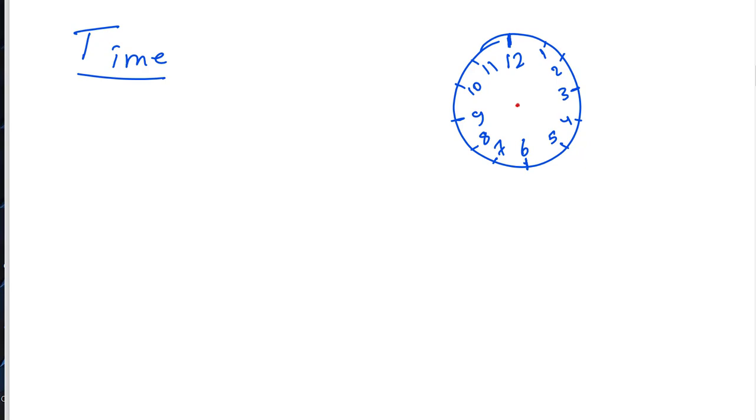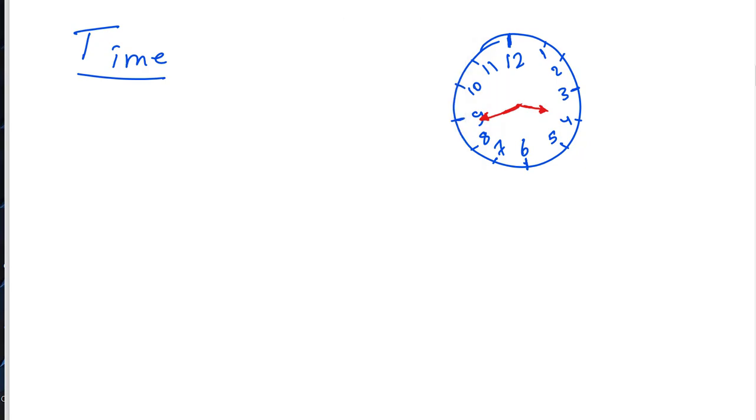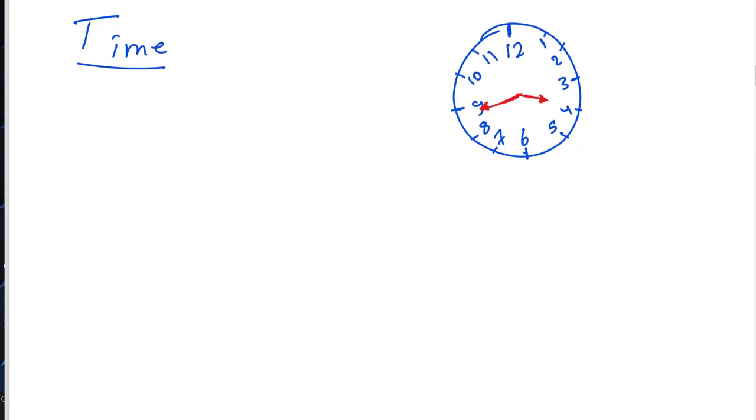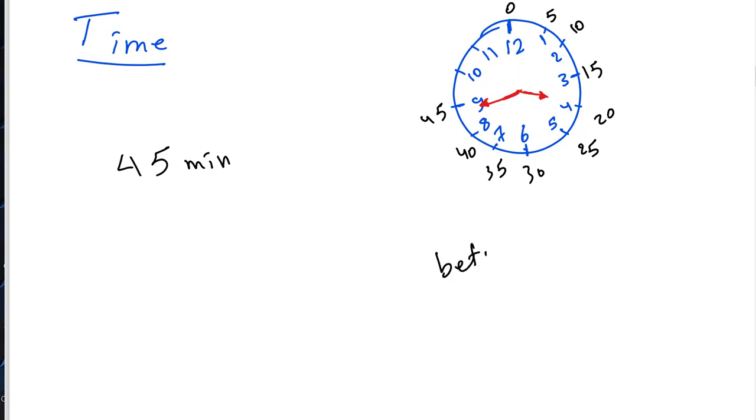And we have 2 hands. Let's say that the small hand is here, pointing here, and the long one is here, pointing to the 9 here. So let's see how to read the time. When the long hand for the minutes is on 12, it's 0. And each time it's 5 minutes: 5, 10, 15, 20, 25, 30, 35, 40, 45. So here it's 45 minutes. And the hours, it's between 3 and 4. So this is between 3 o'clock and 4 o'clock.